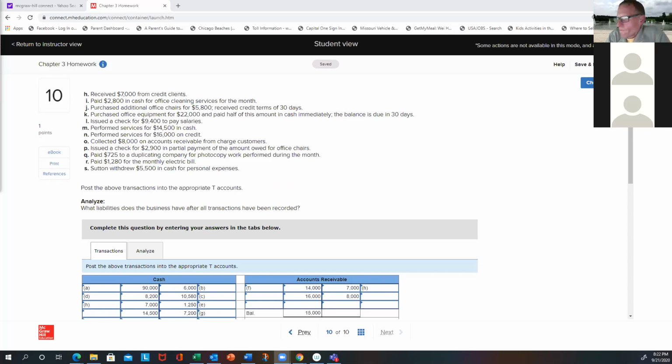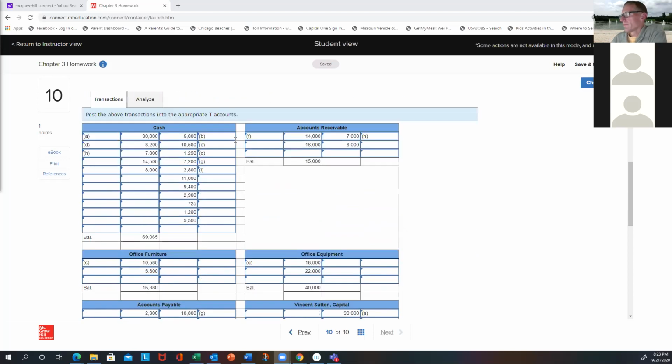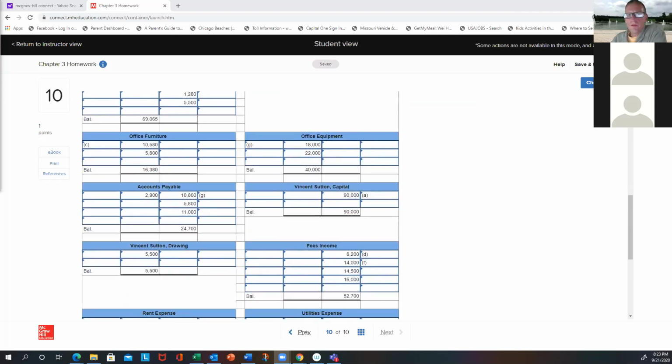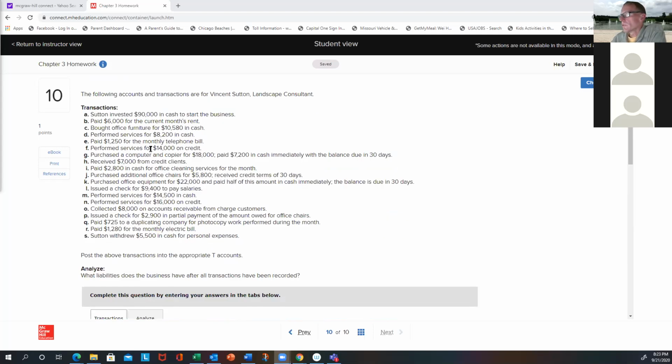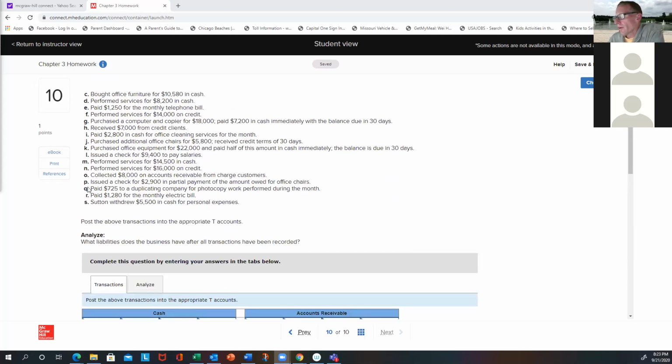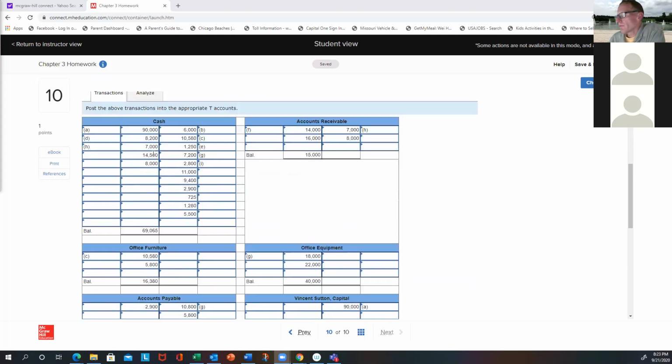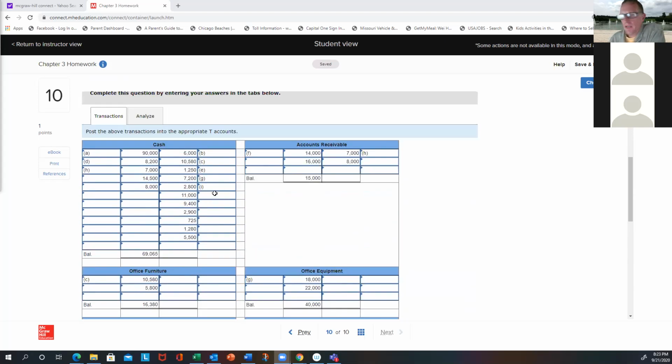I put J, 5,800, in my credit side of cash. And it looks like it was supposed to go somewhere else, but it should be accounts payable. And then I also put P, 2,900, debit the 2,900 for P on office furniture. So what letter are we on now? Okay, letter P. You had 2,900 on partial payment. So that would have been cash and accounts payable, right? Yeah. So you would have debited accounts payable and then credited cash for 2,900.